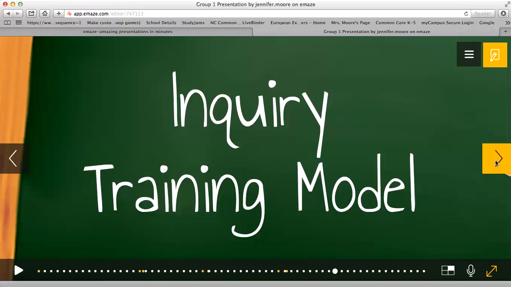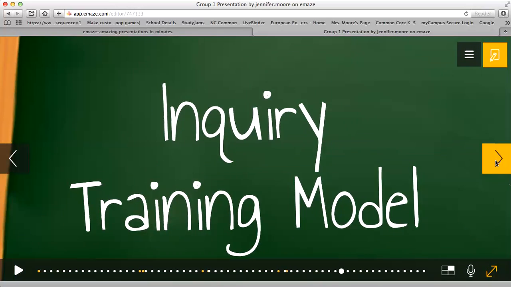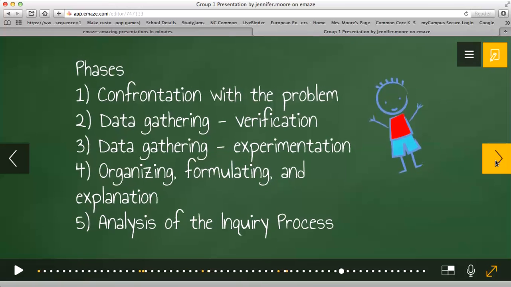The next model is the inquiry training model. This model has 5 phases. Phase 1 is confrontation with the problem. 2, data gathering and verification. 3, data gathering experimentation. 4, organizing, formulating, and explanation. 5, analysis of the inquiry process.